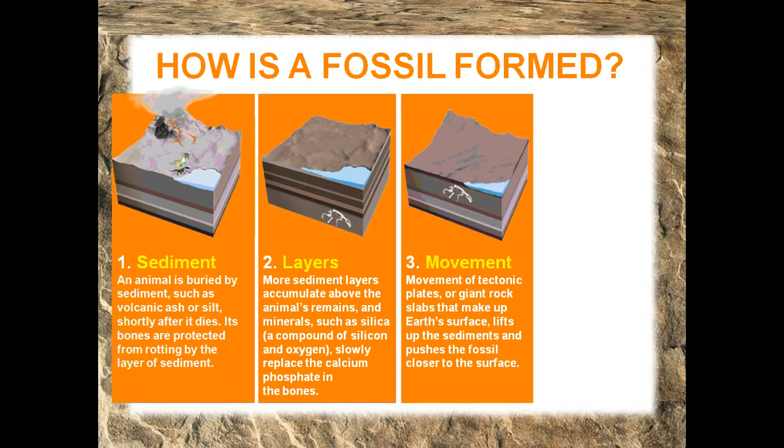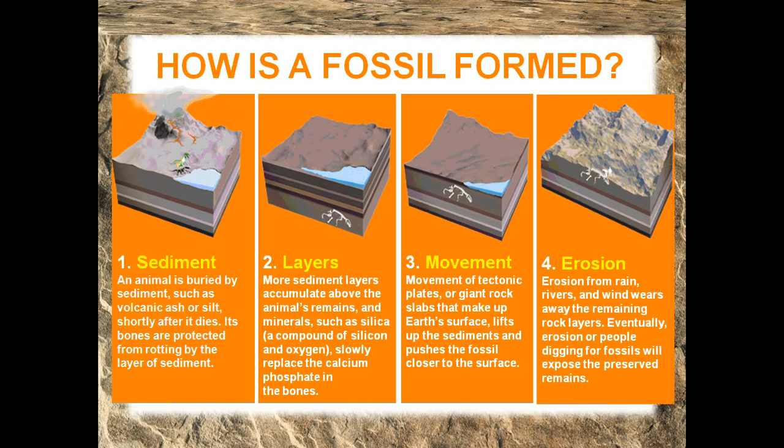Movement. Movement of tectonic plates, or giant rock slabs that make up Earth's surface, lifts up the sediments and pushes the fossil closer to the Earth's surface. Erosion. Erosion from rain, rivers, and wind wears away the remaining rock layers. Eventually, erosion or even people digging for fossils will expose the preserved remains.